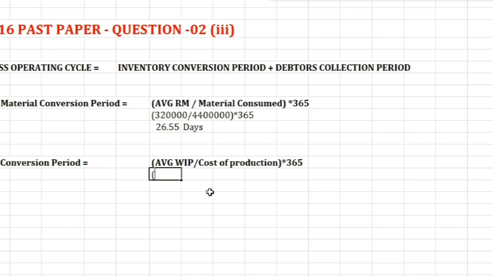Average work in progress 350,000 divided by production cost, total production cost 10 million, into 365 days. The answer for the work in progress conversion period is 12.78 days.